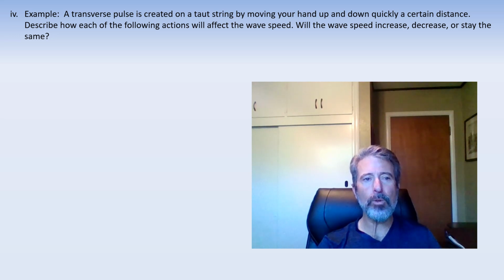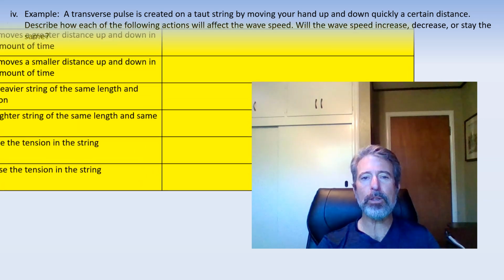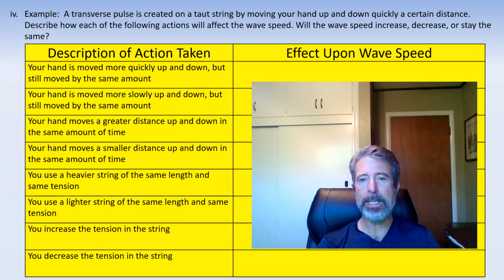In this example, we're told that a transverse pulse is created on a taut string by moving your hand up and down quickly a certain distance. Describe how each of the factors or actions will affect the wave speed. Will the wave speed increase, decrease, or stay the same? We'll take a look at a simulation of this in the next slide, and hopefully this simulation will go through these actions and help us make sense of which will and will not affect the speed of a wave.